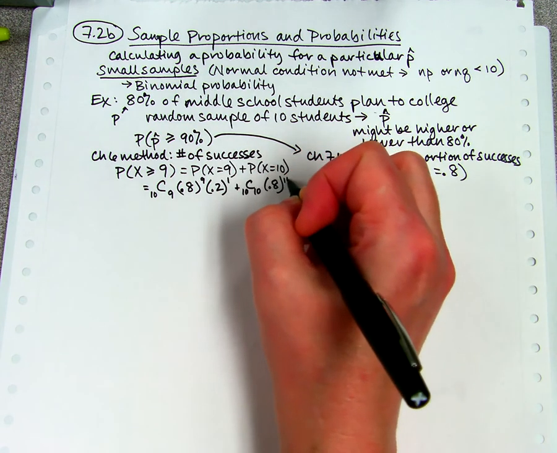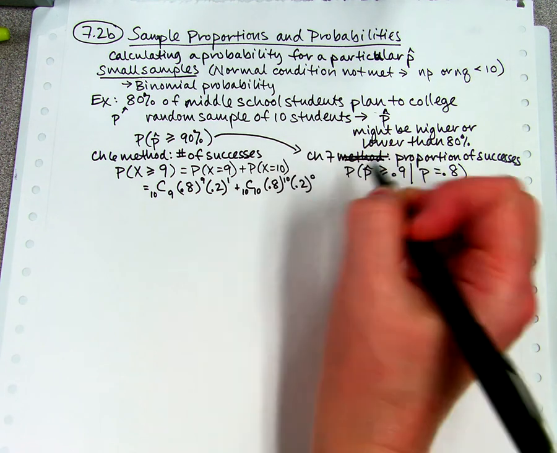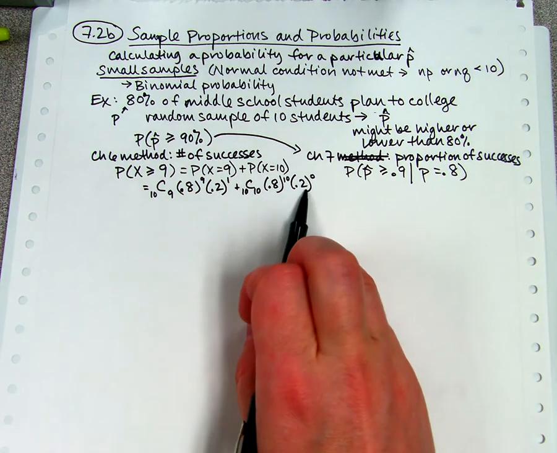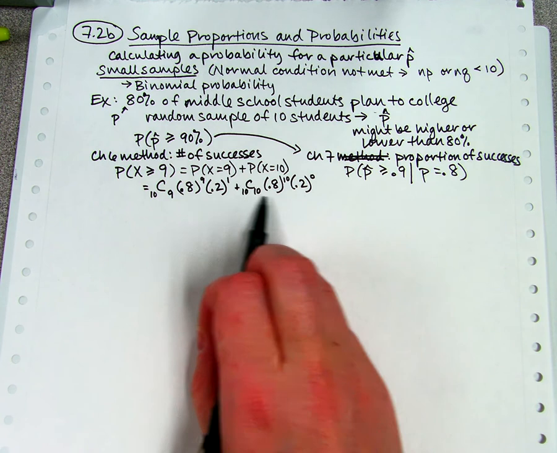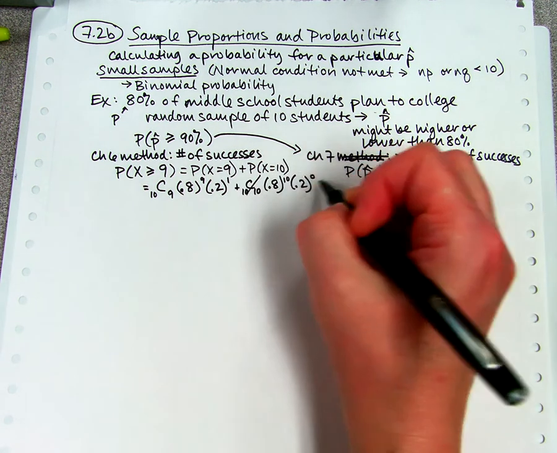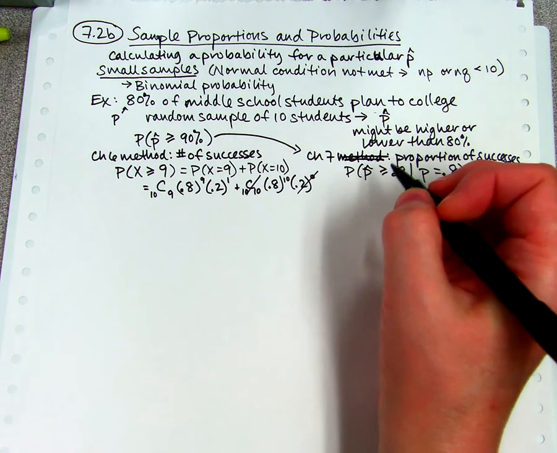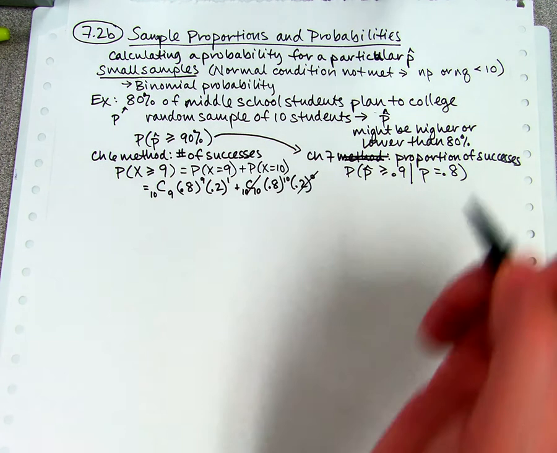0.8 to the 10th and 0.2 to the 0. You might notice that this 0.2 to the 0 is not important. It's 1. It goes away. It doesn't change the problem. C(10,10) is also 1, so you could just do 0.8 to the 10 because these two pieces are 1. Or you could just type this whole thing in your calculator, and that's fine.